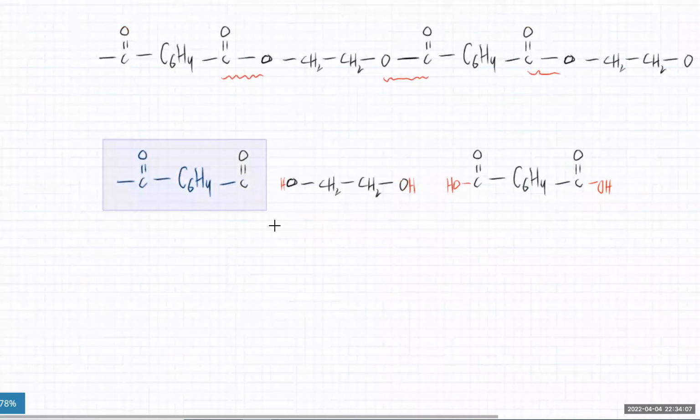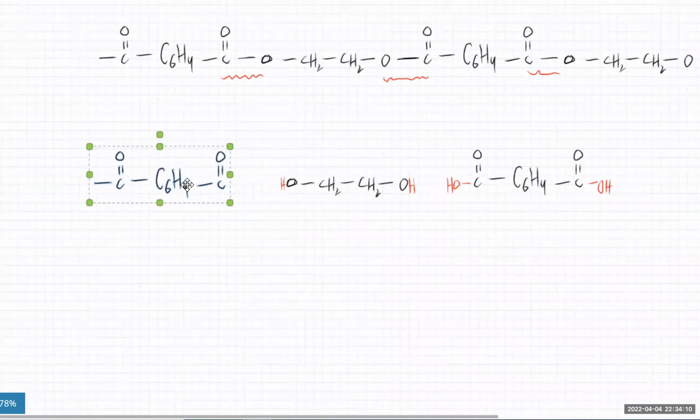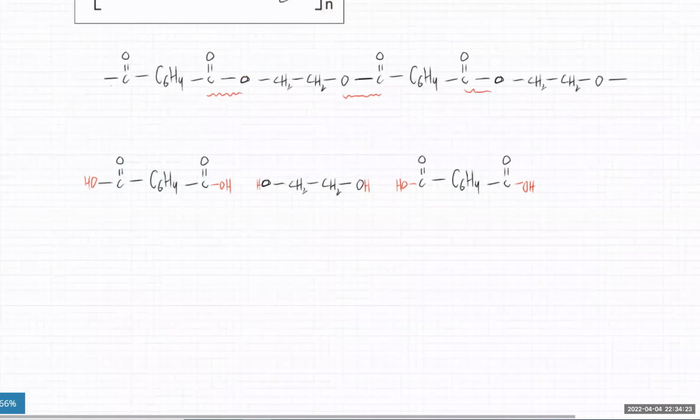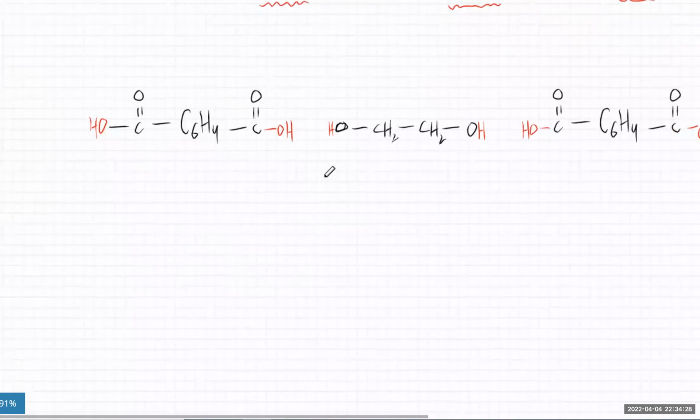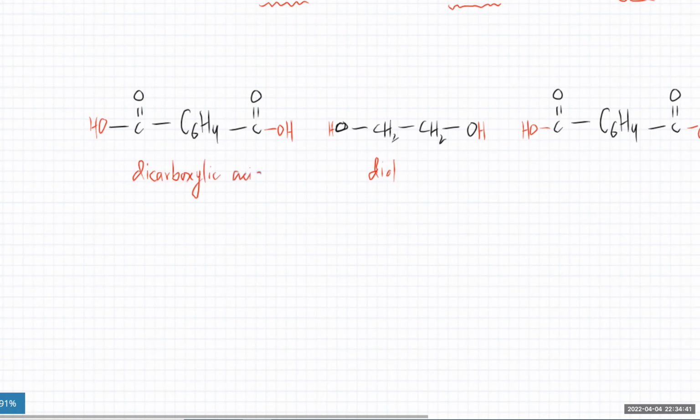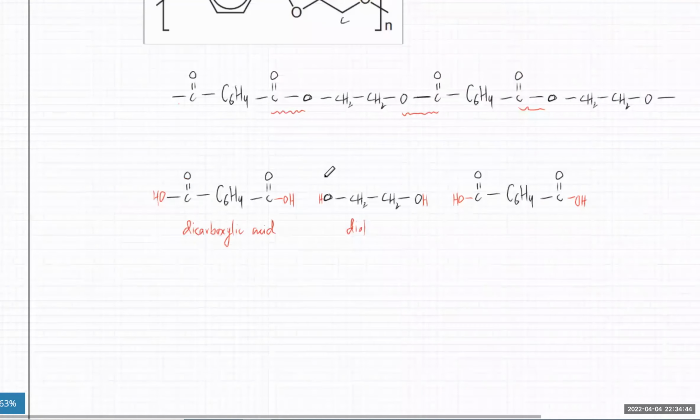And same goes for this one. It's got double bond O's at the ends. So that would be your carboxylic acid. And so you've got two monomers. One is a diol, and the other one is a dicarboxylic acid. So that's how this polyester was being formed.